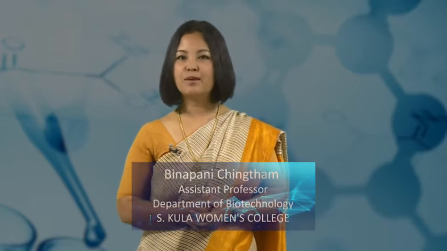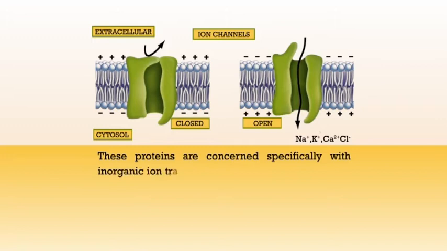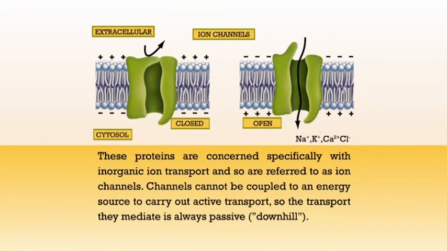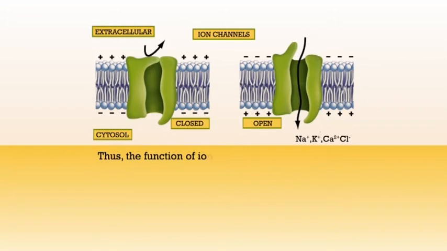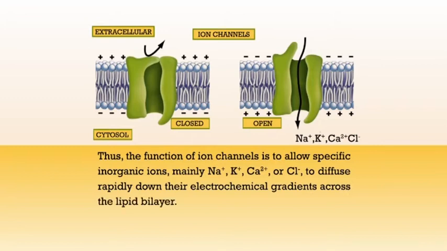Most channel proteins in the plasma membrane of animal and plant cells connect the cytosol to the cell exterior and necessarily have narrow, highly selective pores. These proteins are concerned specifically with inorganic ion transport and so are referred to as ion channels. Channels cannot be coupled to an energy source to carry out active transport, so the transport they mediate is always passive, which is downhill. Thus, the function of ion channels is to allow specific inorganic ions, mainly sodium, potassium, calcium, and chloride ions, to diffuse rapidly down their electrochemical gradients across the lipid bilayer.